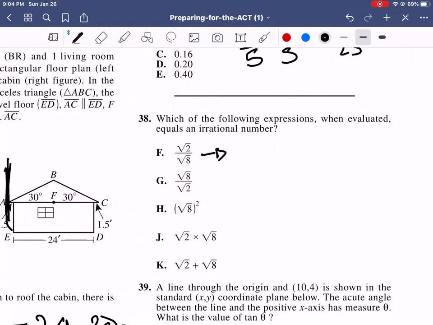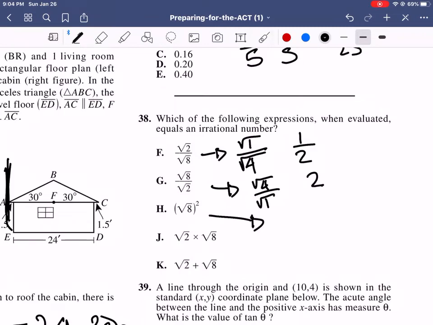When evaluated equals an irrational number. So you have to know your square root properties. So the square root of 2 over the square root of 8 goes down to the square root of 1 over square root of 4, which is 1 over 2. That does the same thing. Square root of 4 over square root of 1 equals 2. This one is just square root of 8 times square root of 8. That equals 16. Square root of 16 equals 4.